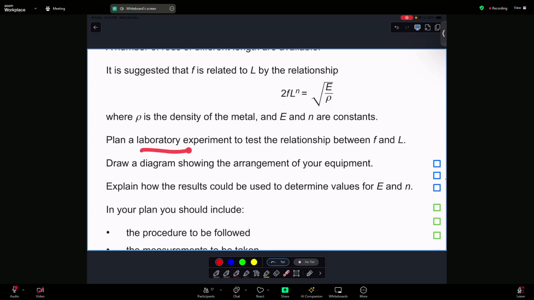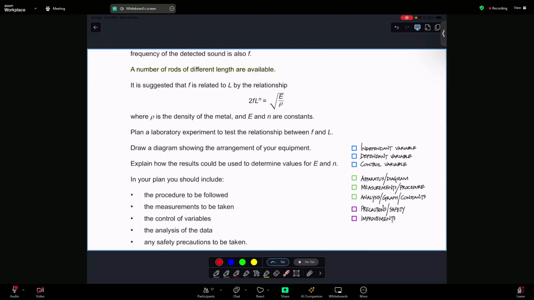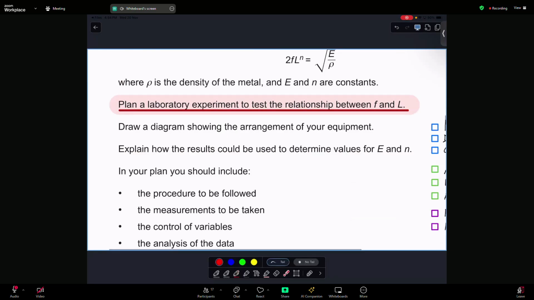Plan a laboratory experiment to test the relationship between F and L. So sometimes students struggle to figure out what's independent and dependent. So there's a hack here. There's one statement they always write in every single paper ever, which is plan an experiment to do this, this, and this. This statement is the experiment, actually. Everything else there is just supporting the experiment. So this is what the experiment is. What is the experiment? To find the relationship between F and L.